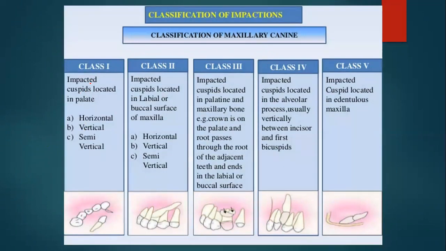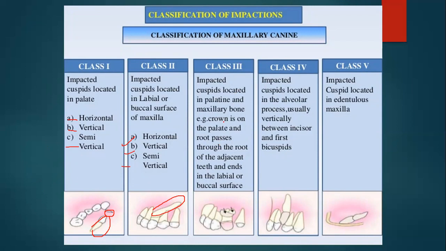In class 1, you can see that the impacted cuspid is located in the palate. You can see in this picture, this is the impacted cuspid, and it is present parallelly, and it can be in a horizontal, vertical, or semi-vertical position. However, in class 2, this tooth is the impacted cuspid and is located labially. It is basically located labially or buccally to the surface of the maxilla. It can either be horizontal, vertical, or semi-vertical.